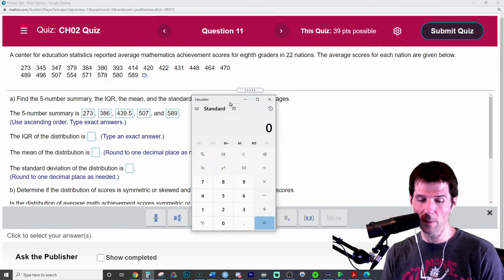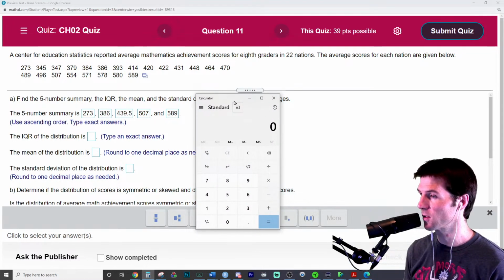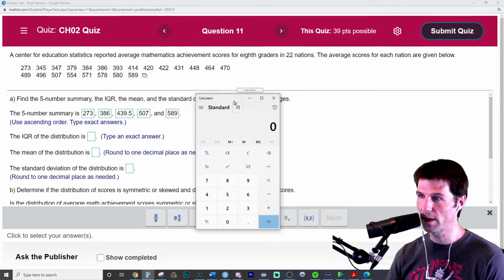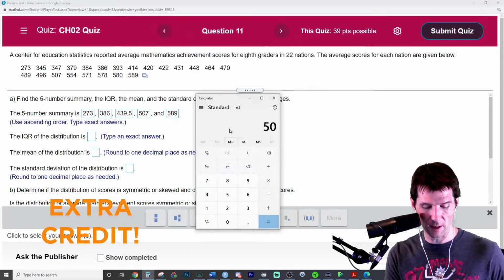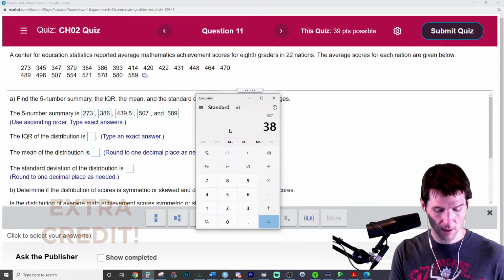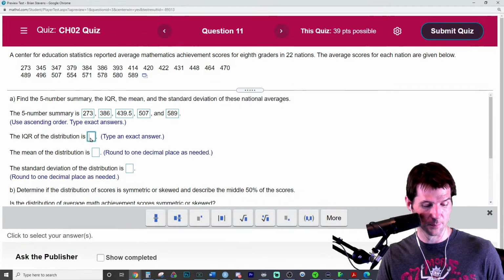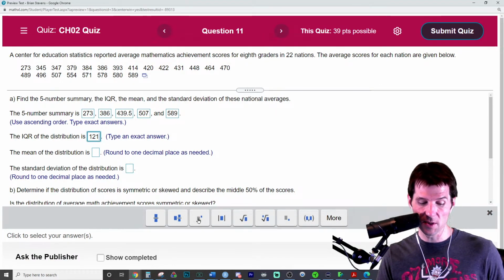So mathematically, put the mathematics in the chat. I need your help to find this. Mathematically, what do we do? Q3 minus Q1. Perfect answer right there, Saeed. Great answers, and I'll solve it for you. I appreciate you putting that there. 507 minus 386. So it's 121. Q3 minus Q1.